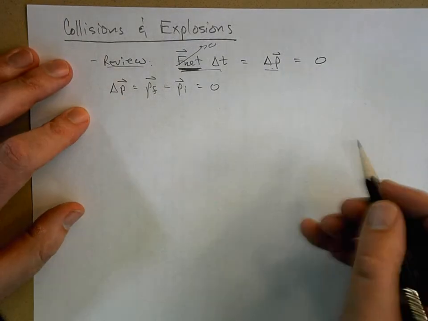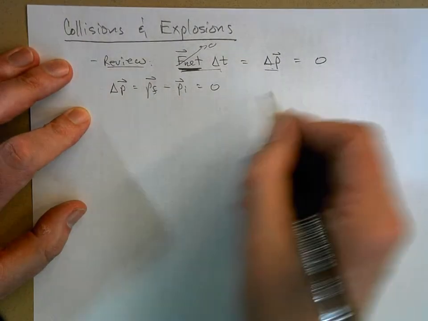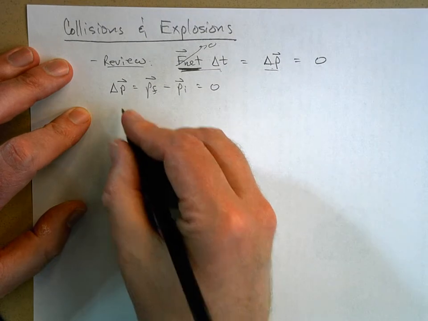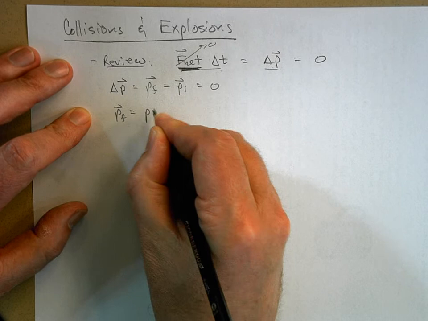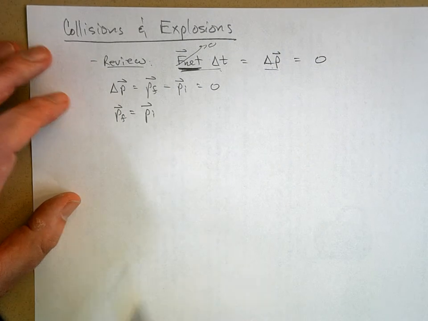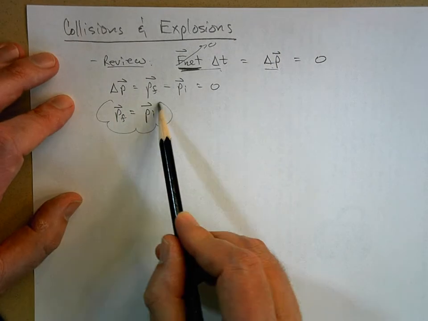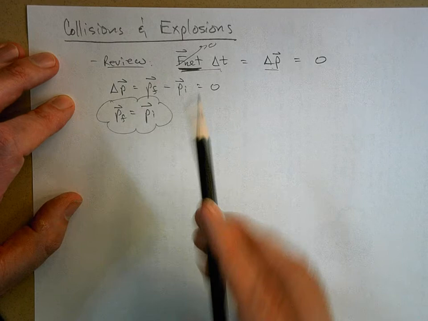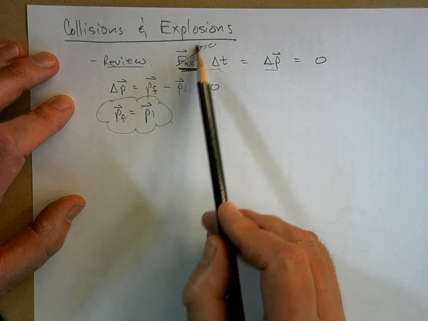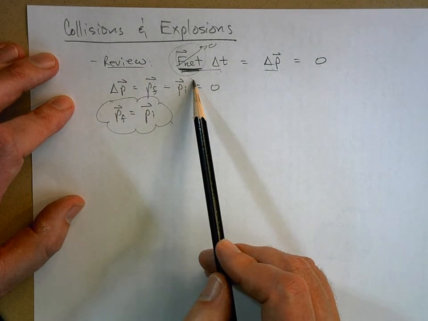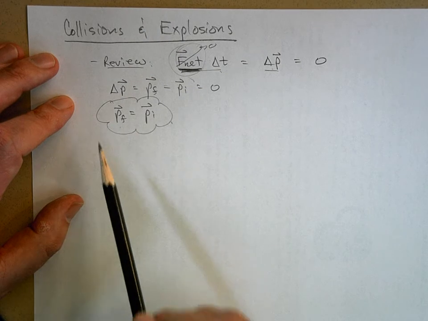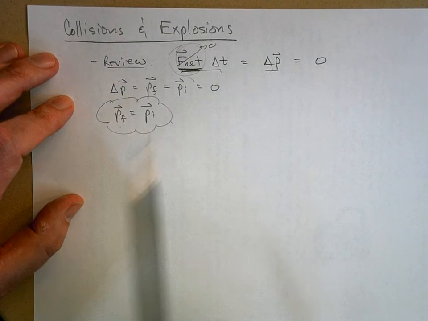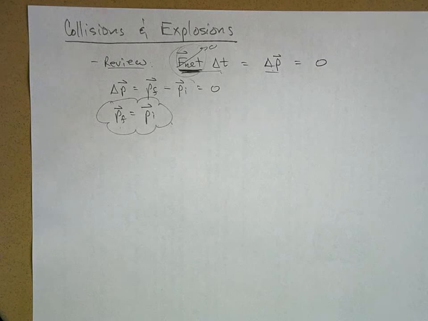What does that mean? Add the initial momentum to both sides, and we can say that the final momentum equals the initial momentum. This is conservation of momentum. If there is no net force on your system, then the final momentum of your system will be equal to the initial momentum of your system.